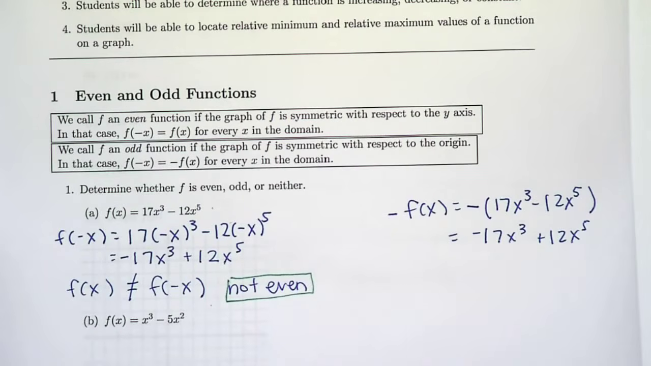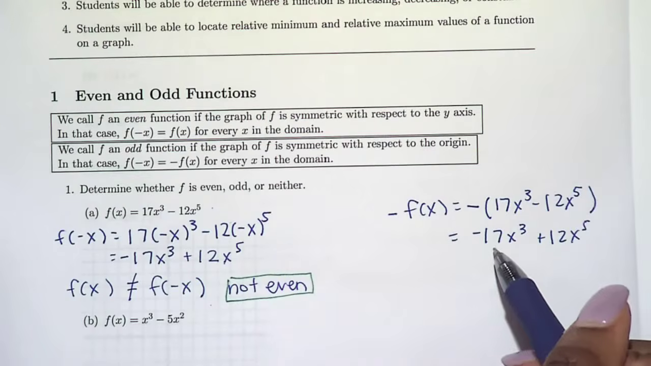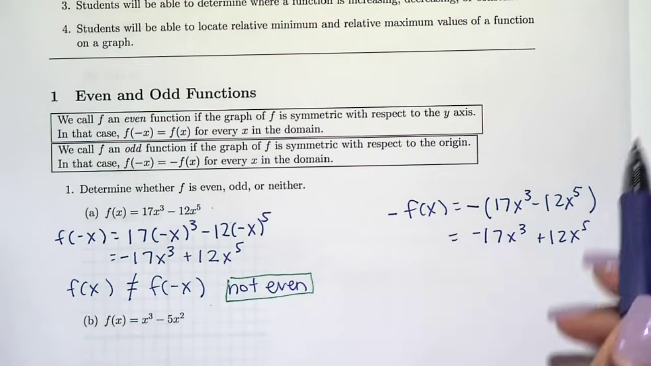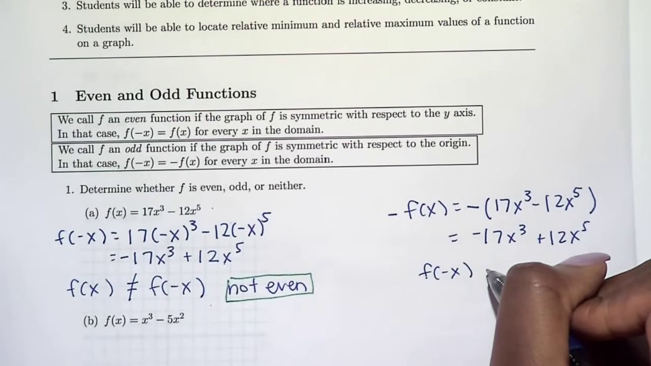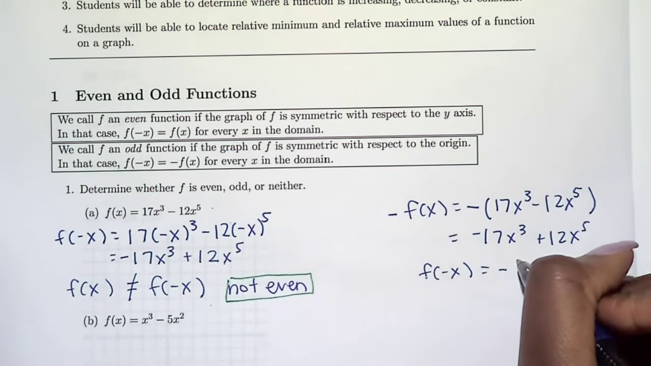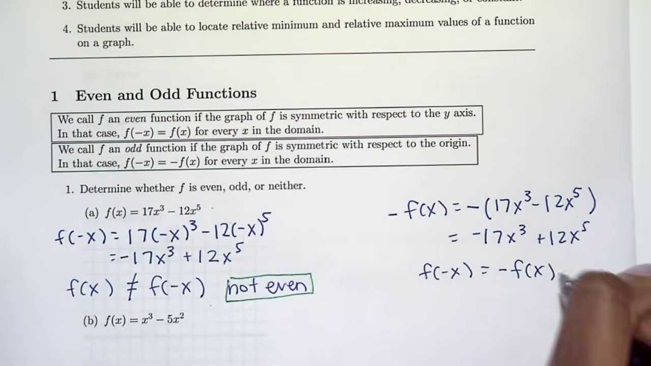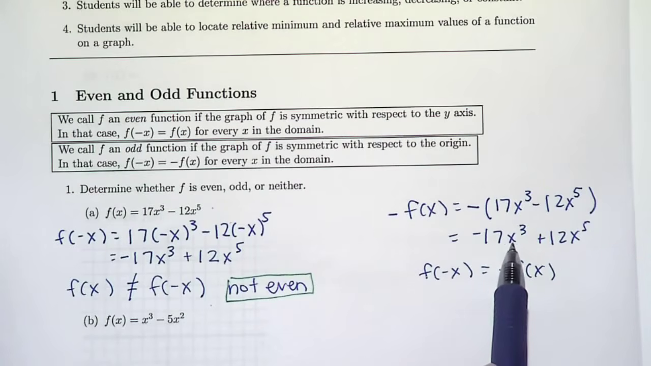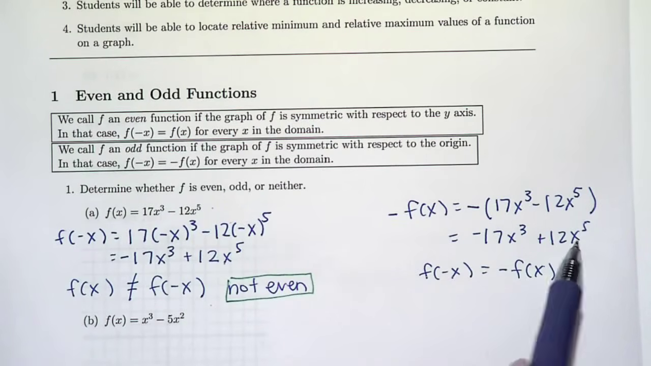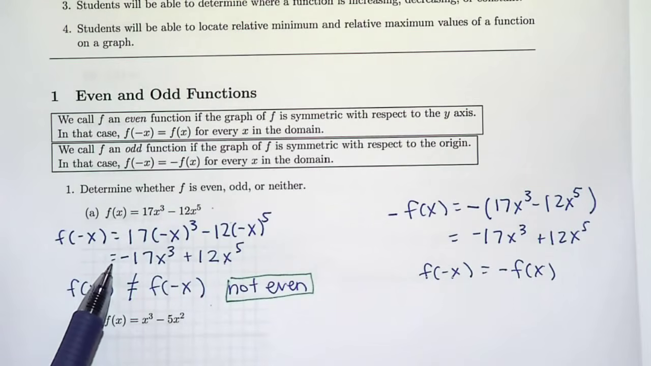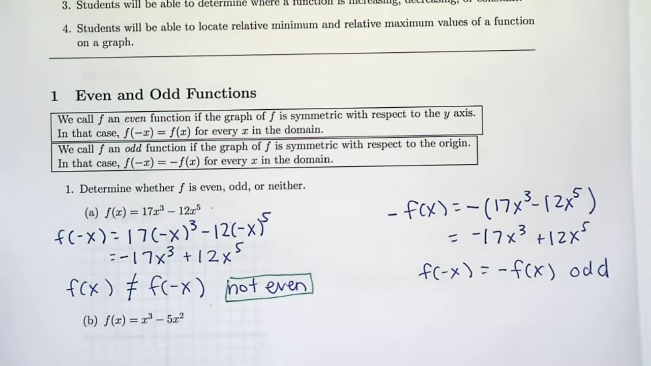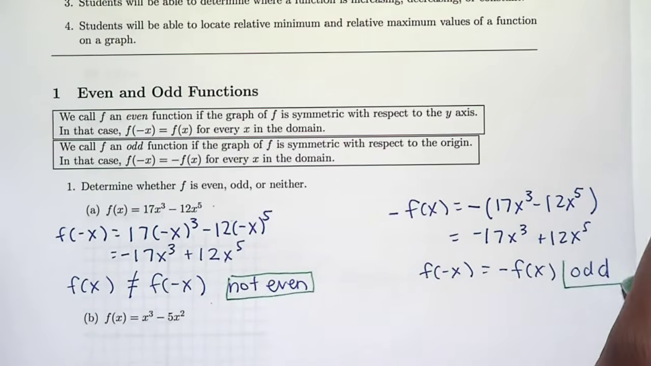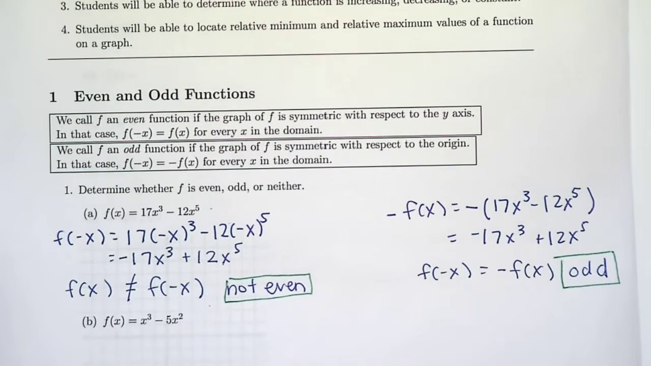Okay, so is what we got for negative f of x the same as f of negative x? This is our question. This negative 17x to the third plus 12x to the fifth, is it the same as what we got over here? Yes. So that tells us that our function is an odd function, and it's symmetric about the origin.